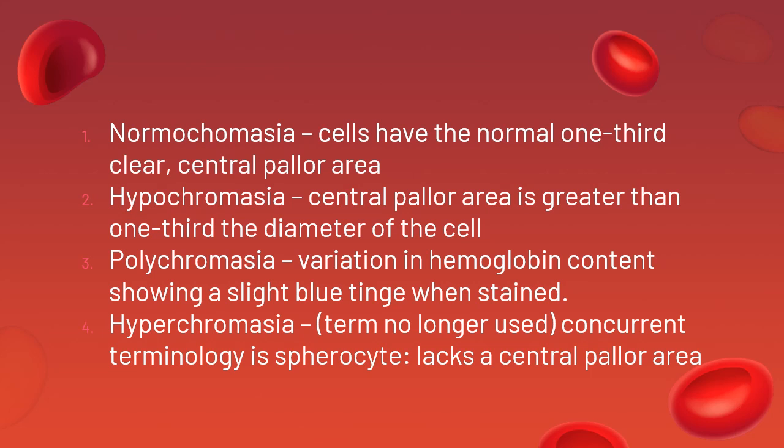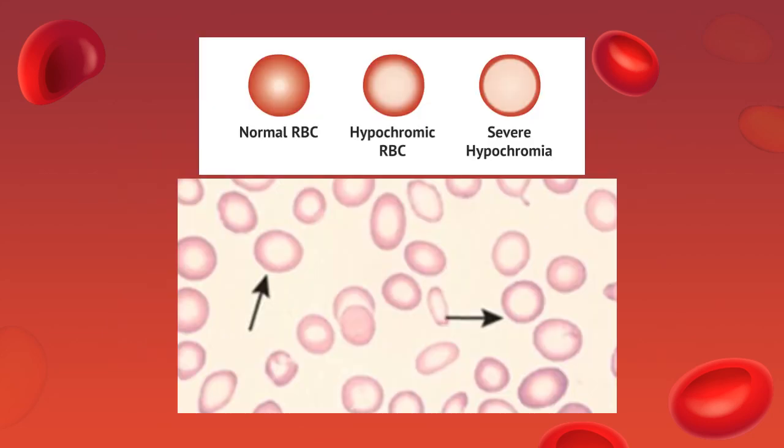So nasobrahan sa kulay, hyper. Okay. So yung term na hyperchromasia is no longer used. Ginagamit na natin sa kanya is spirocyte. Okay. So spirocyte and hyperchromic cell are parehas na siya ngayon. Okay. They lack a central pallor. Okay. So, ayan. So, normal RBC, one-third yung clear sa gitna. Hypochromic. Severe hypochromic, ayan. So, halos butas na siyang tuluyan.